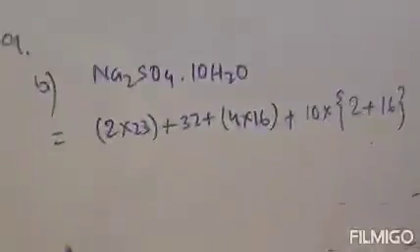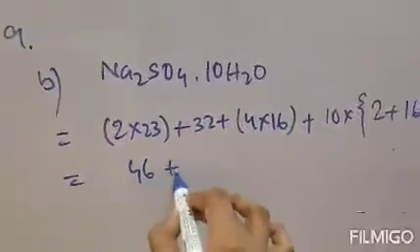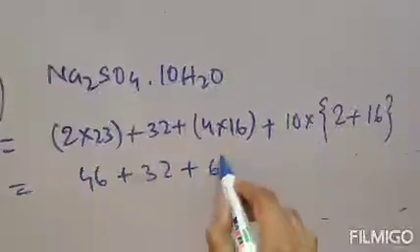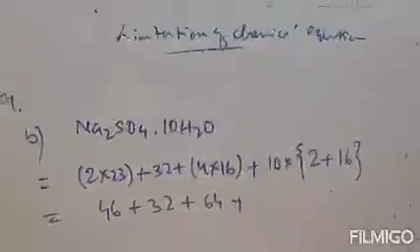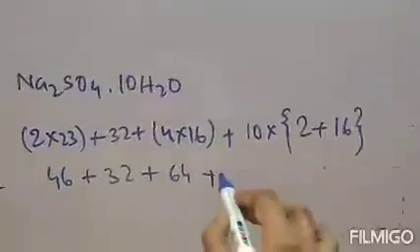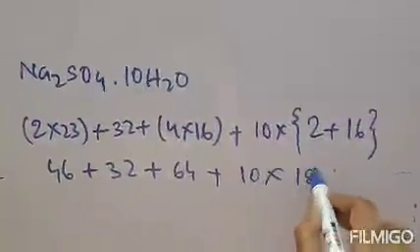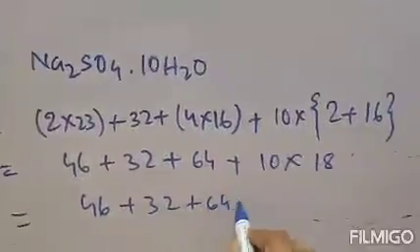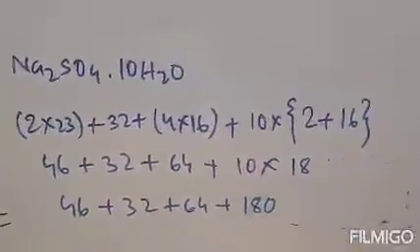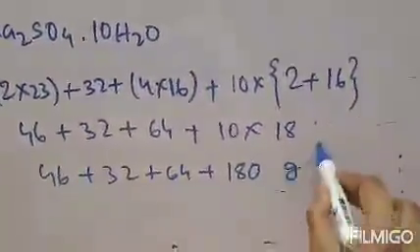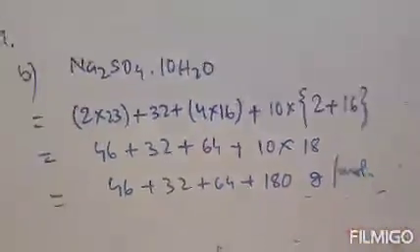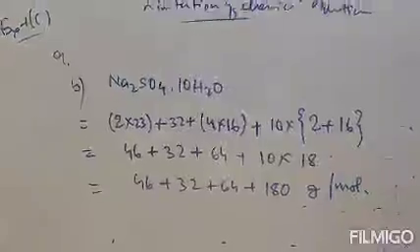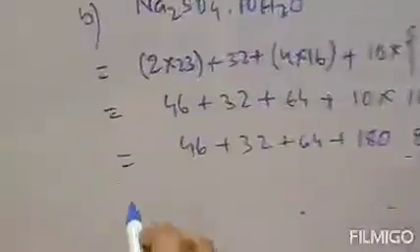Now just solve this. 2 into 23 means 46 plus 32. 4 into 16, 64. 46 plus 32 plus 64. Now plus 10 into 2 16s are 18. Plus 10 into 18 means 180. Clear? The unit is your gram per mole. Whenever molecular mass is to be calculated, the unit will be your gram per mole.